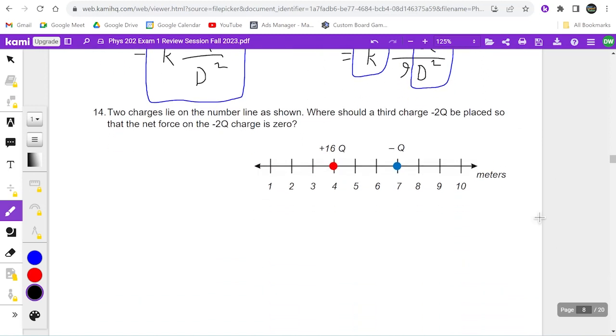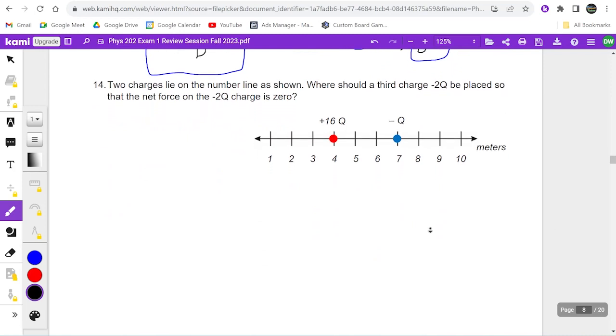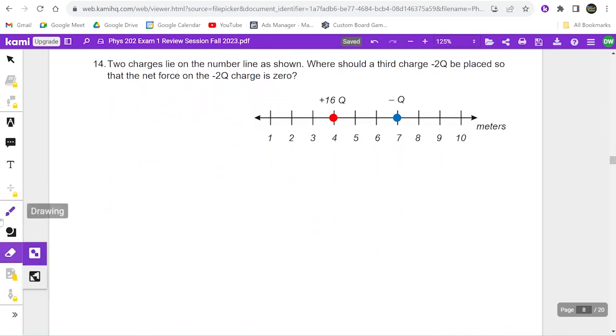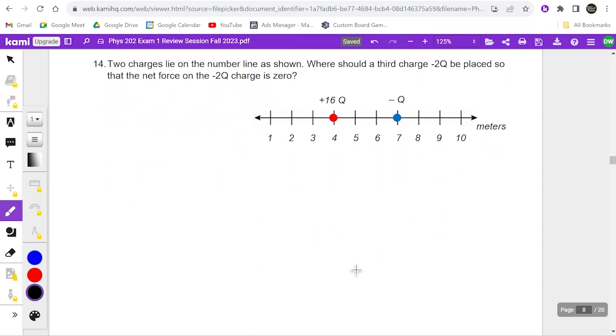Okay, I'm not gonna lie. Number 14, I made way too hard, and I didn't think it would be this hard, so I apologize in advance. But here we go. Number 14. Two charges lie on the number line as shown. Where should a third charge, minus 2q, be placed so that the net force on the negative 2q charge is 0? So as you can tell, there's no negative 2q charge anywhere here. We're going to add it.